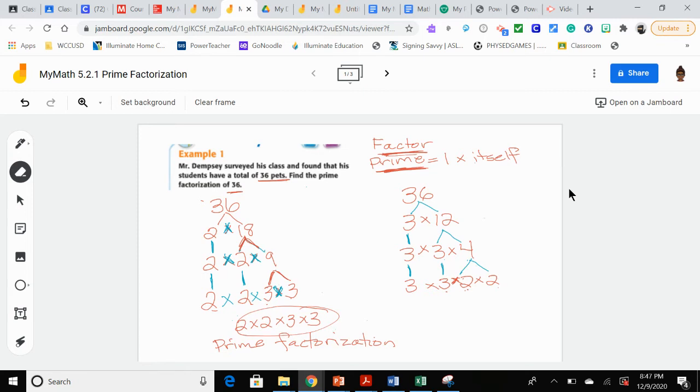And you can check your work going backwards. So if I wanted to check my work, I would multiply all of these numbers together to see if I get 36. So I would multiply 2 times 2 times 3 times 3. And so 2 times 2 is 4, times 3 is 12, times 3 equals 36. So I'm correct. I got the right factorizations.